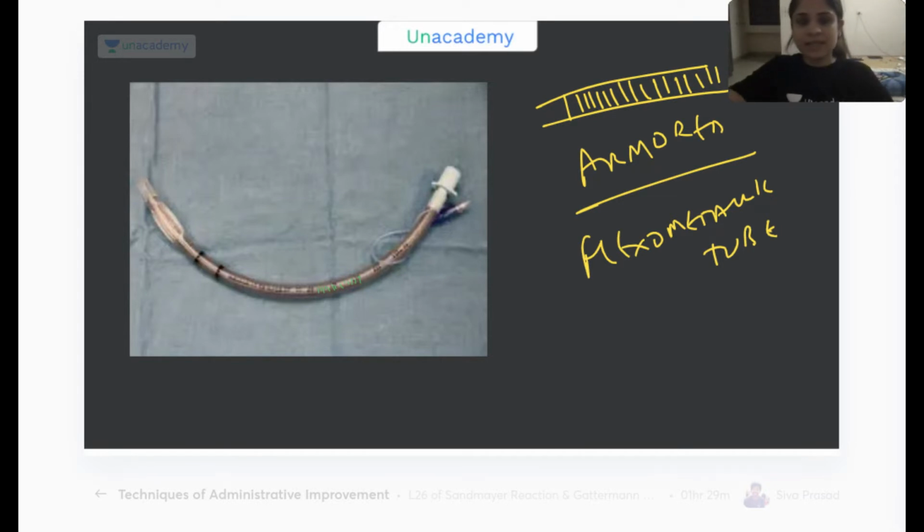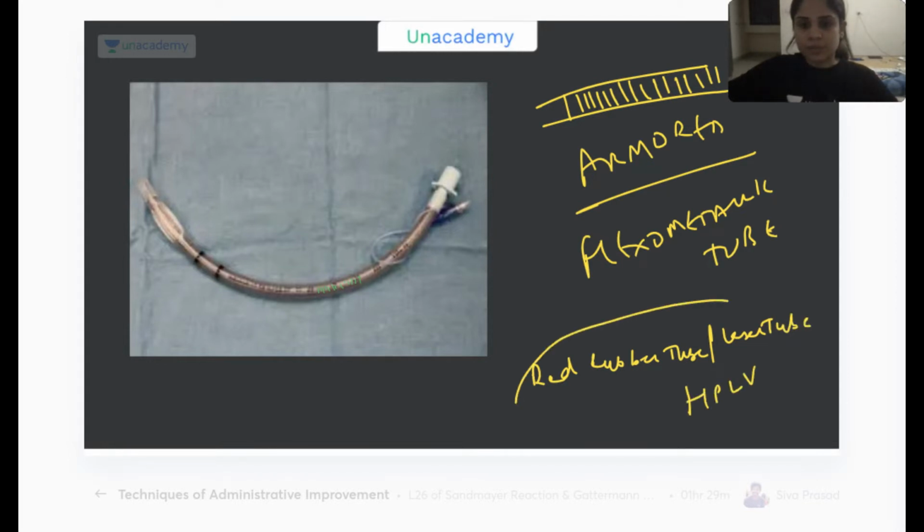How will the cuff of this tube be? Any idea? Will it be high pressure, low volume, or low pressure, high volume? Remember, for all the tubes, except the red rubber tube, which is also called the laser tube, the red rubber tube has a high pressure, low volume cuff. Other than that, all other tubes that we have have a low pressure, high volume cuff.